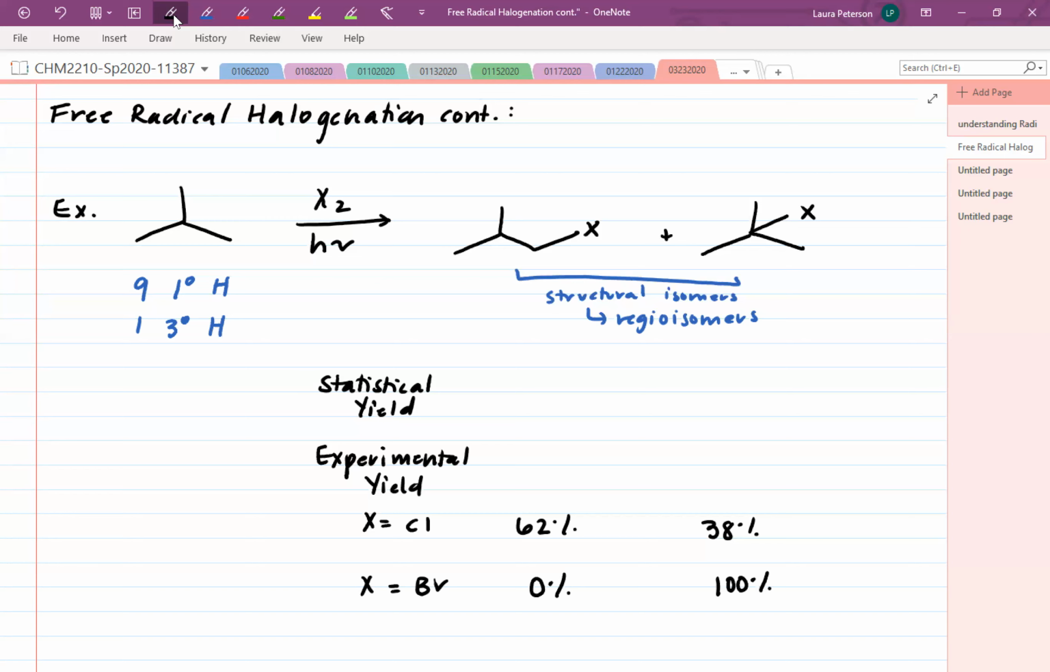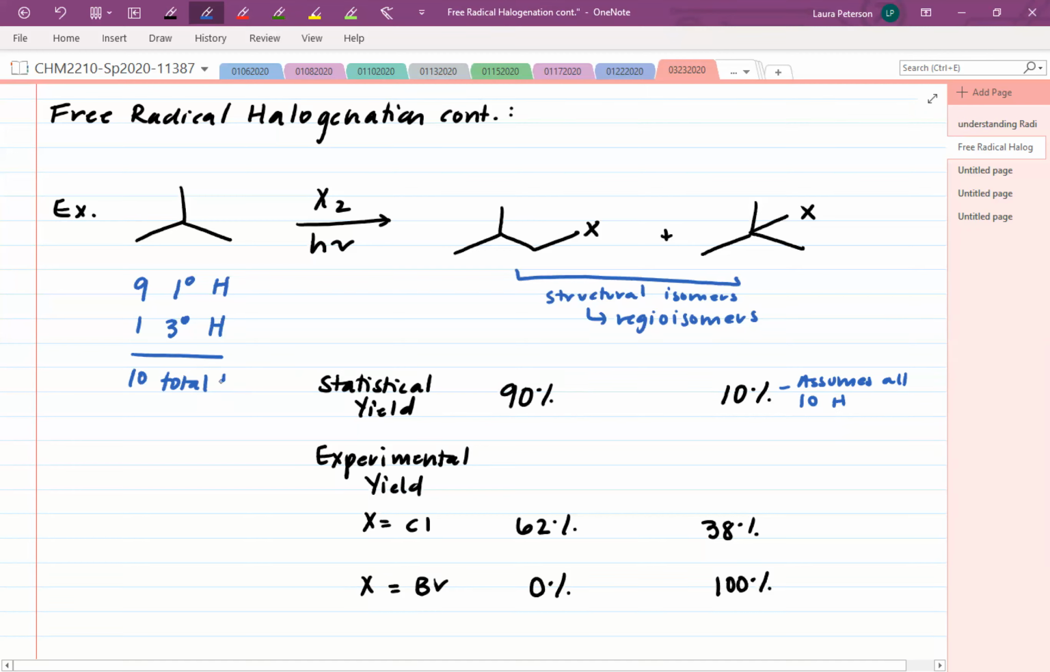So what would you say the statistical yield for the primary halide would be? If we assume that all 10 hydrogens react at the same rate, 9 of those 10 would give me the product shown, so we would get a statistical yield of 90% for the primary halide. And only 1 of those hydrogens gives me the tertiary product, so 1 in 10 gives me 10%. Again, this assumes all 10 H's react at the same rate.